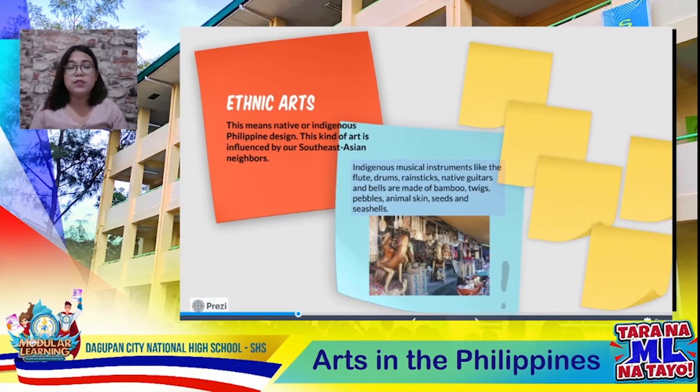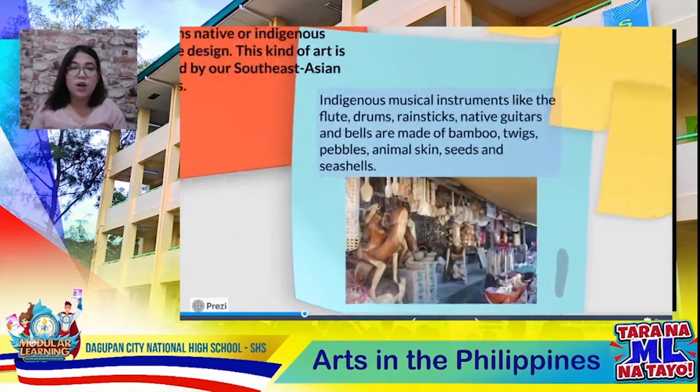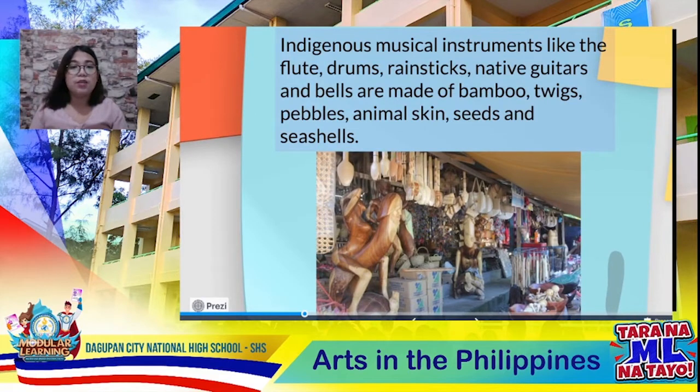Another example of visual art is what we call the ethnic arts. This kind of art is influenced by our Southeast Asian neighbors. Example of this are flutes, drums, rain sticks, native guitars and bells which is made of bamboo, twigs, pebbles, animal skins, seeds, and seashells.